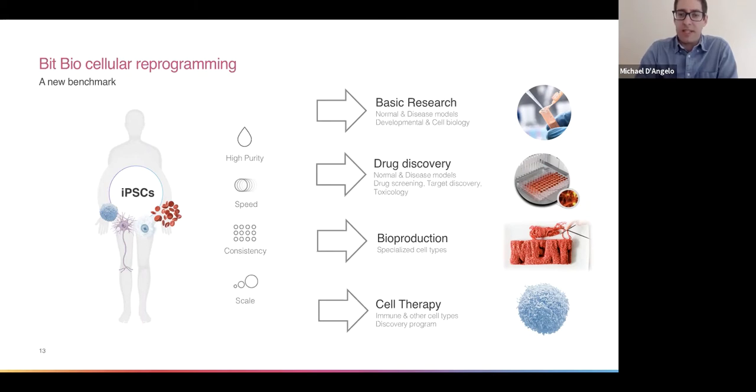It's also enabling for drug discovery. So both normal and disease models can be used for high throughput drug screening, target discovery, and high throughput toxicology screening. An interesting application is in bioproduction, and actually our founder, Mark Cotter, is also a co-founder of a clean meat company using the opti-ox technology in cells derived from livestock animals to make a scalable source of lab-grown meat. And of course, a really exciting application for this would be cell therapy, whether it be immune cell therapy or other regenerative medicine applications for different cell types.